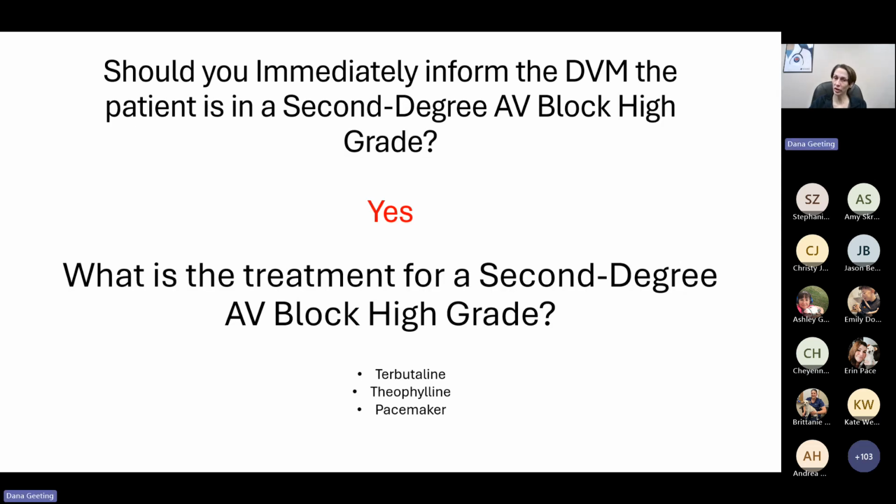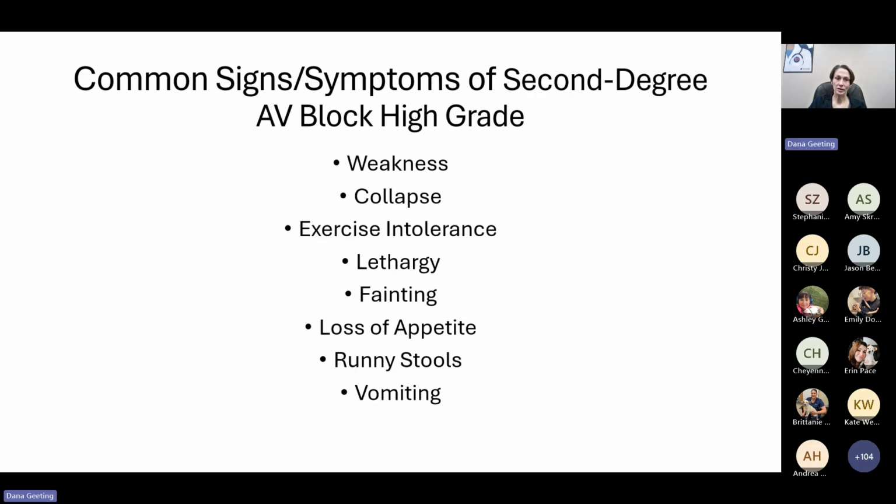For this one, you would want to pull the doctor out of rounds and let them know that the patient is in a second degree high grade AV block. You have some medications here, terbutaline would be one, and also a pacemaker. Some common signs and symptoms of high grade are weakness, collapsing or syncopal episode, exercise intolerance, lethargy, fainting, loss of appetite, diarrhea or runny stools, and vomiting.